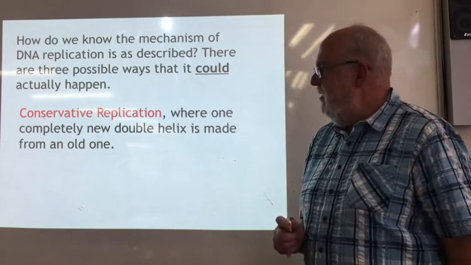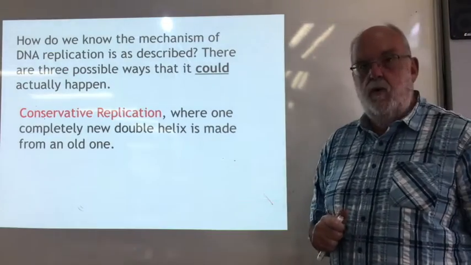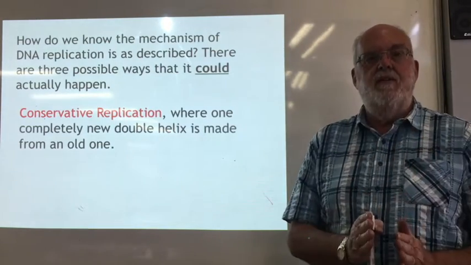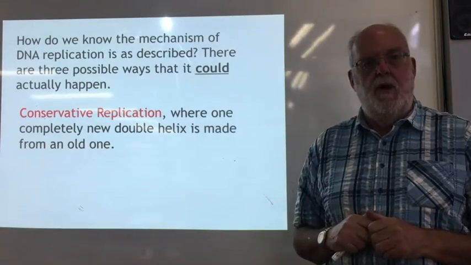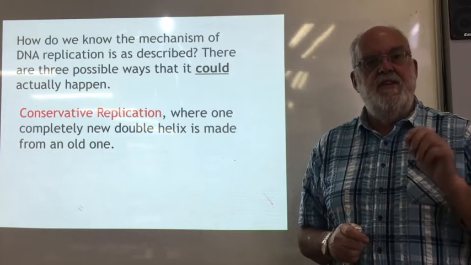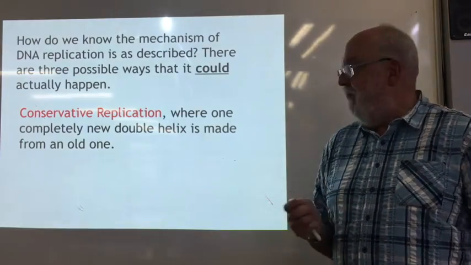So conservative replication will be where one completely new double helix is made from an old one. That was what I showed you just now. Somehow a double helix is just built alongside an existing one. There's no complementary base pairing, there's no knowing the sequence of the nucleotides. Somehow it was going to happen.